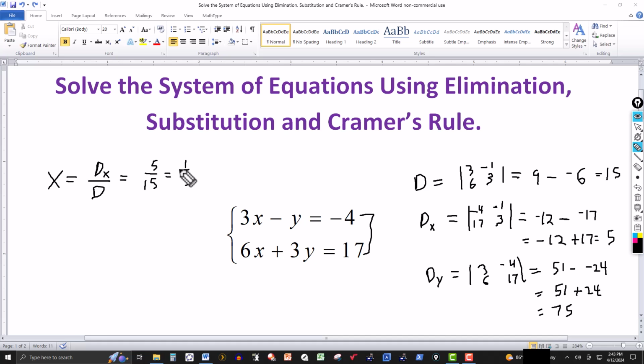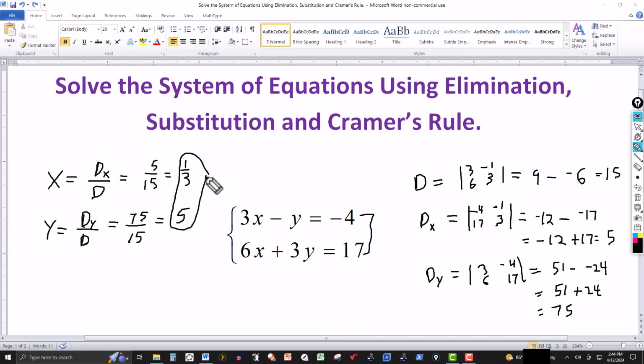And like I said, we could actually now get the answer for y, because we could just plug this into this one here and get the answer. So you get it that way. But if your instructor wants you to complete the procedure all the way, then the y value would be D sub y divided by D again. D sub y is 75 and D is 15. 75 divided by 15 is 5. We get the same answer.